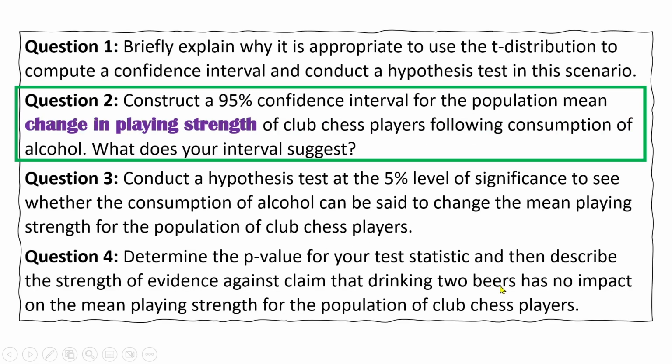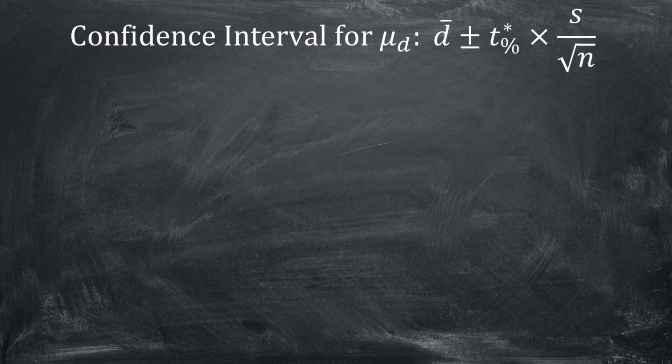So second question: construct a 95% confidence interval for the population mean change in playing strength of club chess players following consumption of alcohol. What does the interval suggest? So the confidence interval here, we're taking a confidence interval for this mean difference, and it has the same form as always. We're going to start with a sample mean. This sample mean difference is our point estimate for the population mean difference. And then, of course, we go plus or minus some margin of error. That margin of error is calculated using a critical value from a t-table and the standard error of d bar.